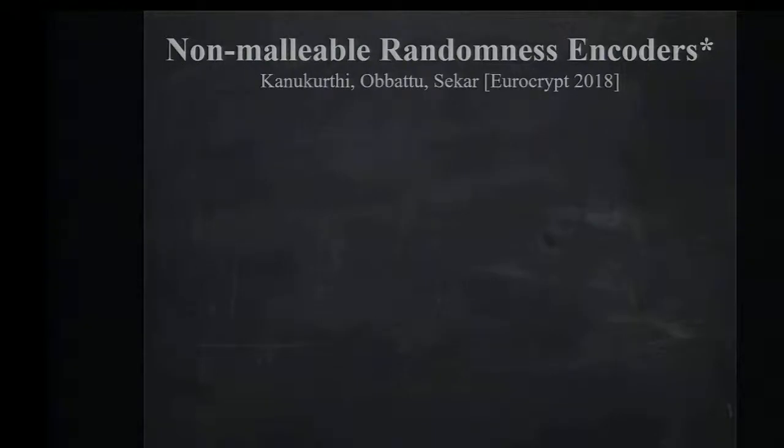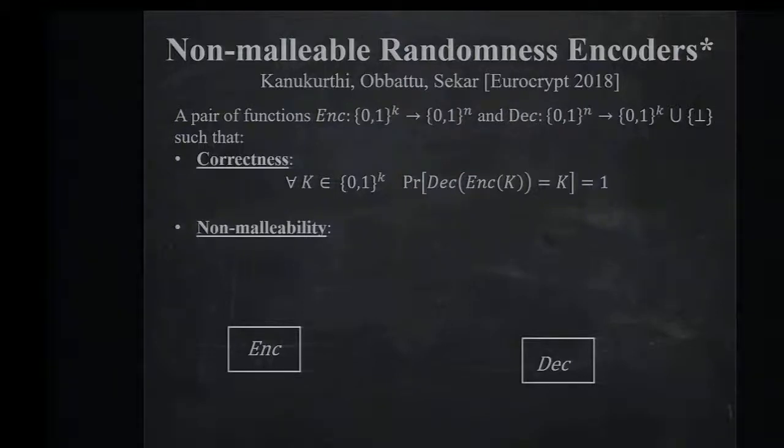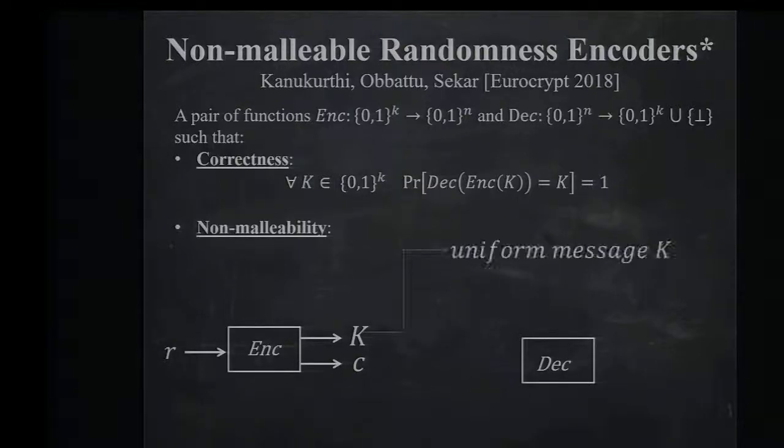Because we're talking primarily, at least in this talk, about non-malleable codes for cryptographic keys, we'll talk about something called non-malleable randomness encoders, which is joint work with Shruti and my student Bhavana. Like non-malleable codes, there's an encoder and there's a decoder. The non-malleability guarantee is the following. The input to the encoder is this randomness R, and it outputs a random message, which is a key K, and a code word C. And this key is guaranteed to be uniform or close to uniform.